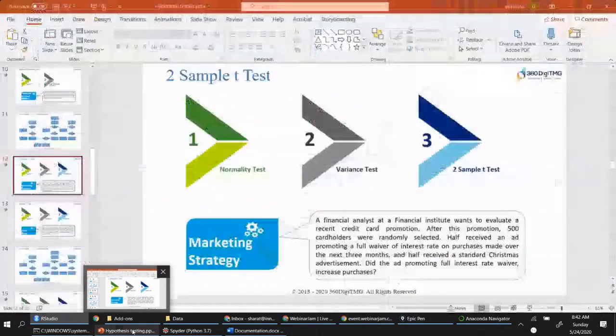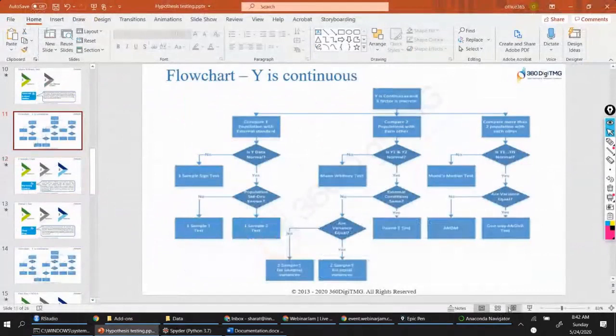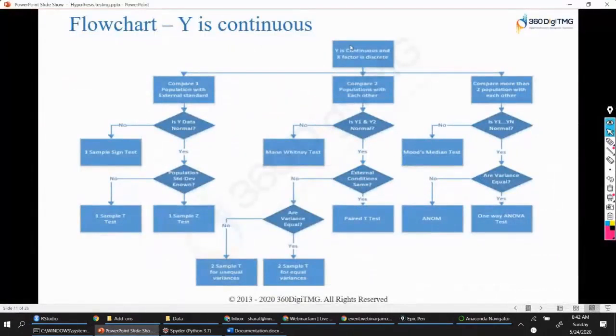Now, if it is following normal distribution, let's see. We first verify that we have two samples, right? Y that we are looking, which is purchases, is continuous. And X, which is a factor, we have two samples, full waiver of interest rate and standard Christmas offer. Then we verified normality test and we found that the data are normal. The data that we have got are normal, both the samples. Next immediate question, look at this. External conditions are same.